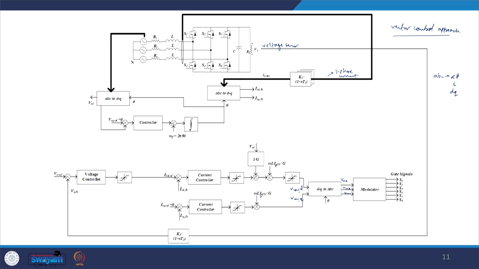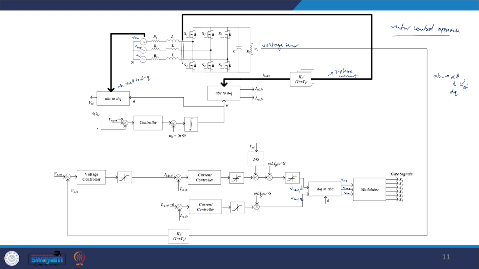And if you recall how we can do this ABC to alpha beta and DQ, we need angle theta information over here. Now this angle theta information needs to be generated. It can be generated just by sensing the VAN, VBN and VCN voltages, and then we convert this ABC to DQ. ABC to DQ means first ABC to alpha beta and then alpha beta to DQ. That conversion we are doing, and while doing this DQ we are using theta, and we are using the same theta to generate my VSD and VSQ.